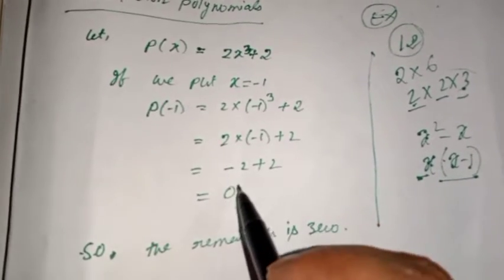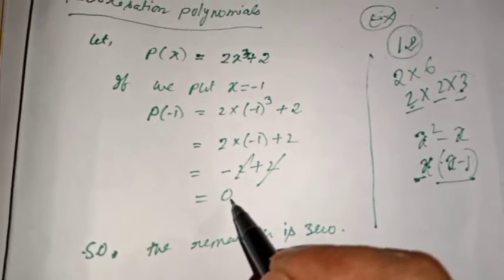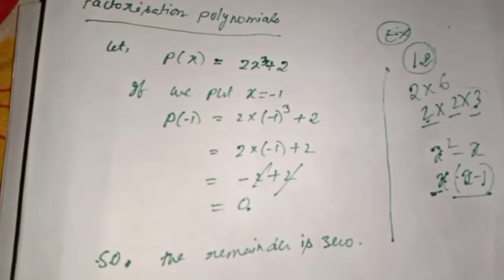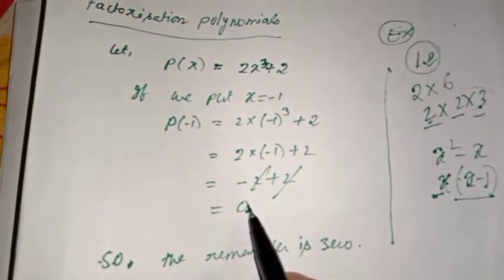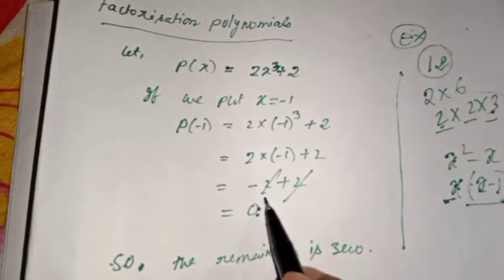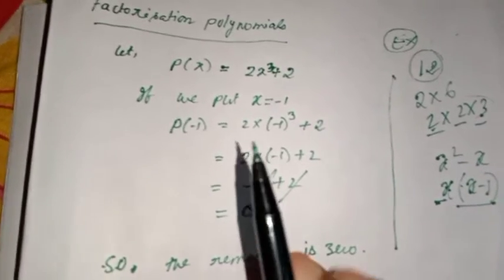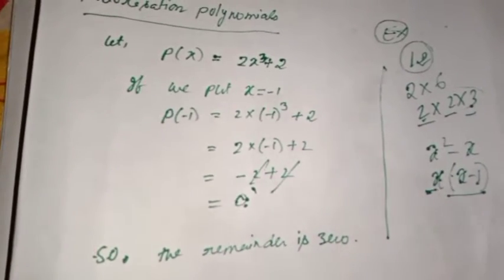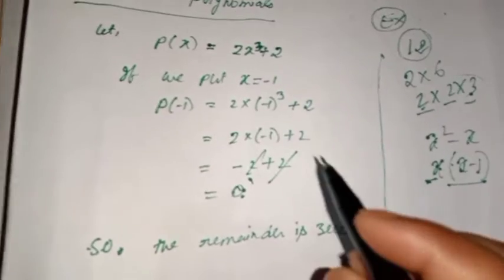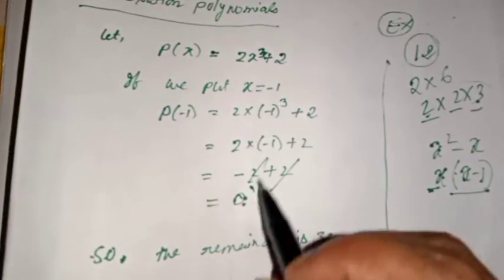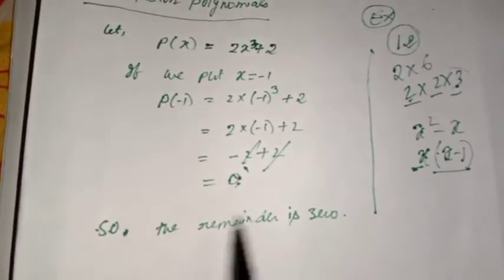Then plus 2. Then finally minus 2 plus 2 cancel. What is left? 0. Now according to the remainder theorem, 0 is the remainder. 0 is the remainder. I'll explain clearly. When you're putting x equal to minus 1, you're getting 0. Now the remainder is 0.